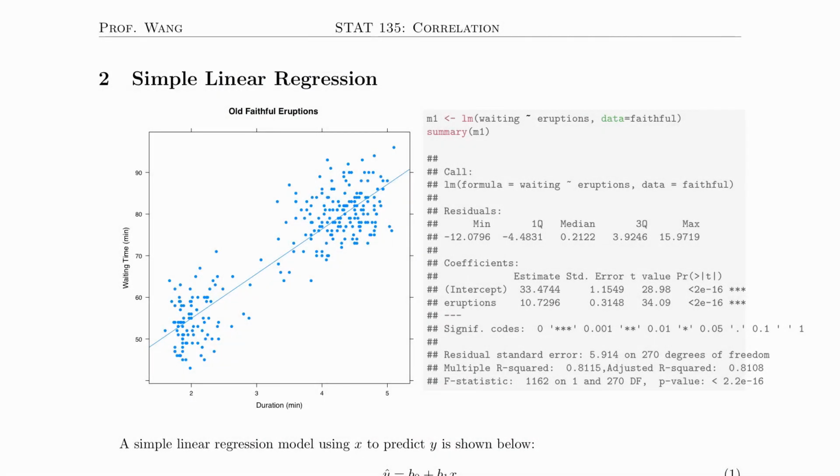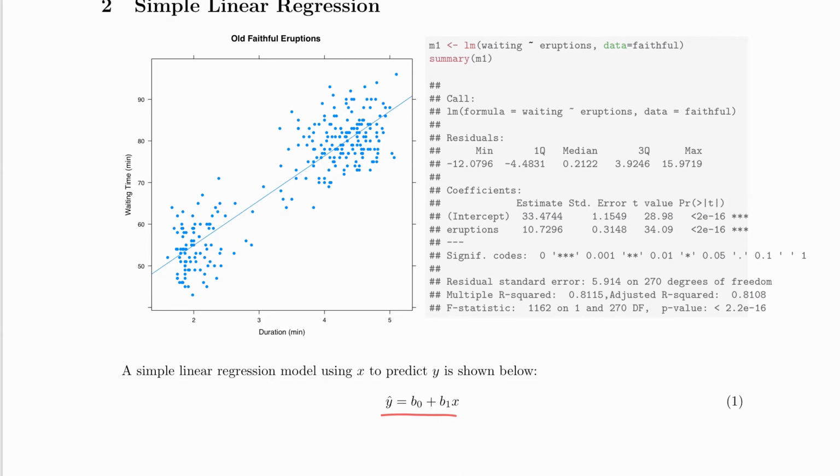Let's now go back to the Old Faithful data. Having determined the relationship between waiting time and duration to be linear, not only can we talk about correlation to quantify the strength of the relationship between the two variables, we can also more precisely define that relationship using an equation. And this is where simple linear regression comes in.